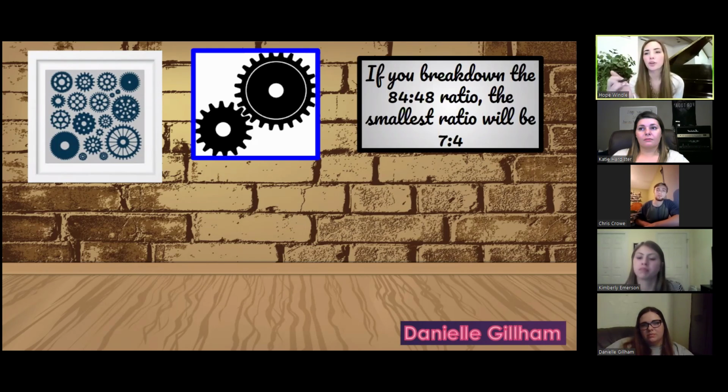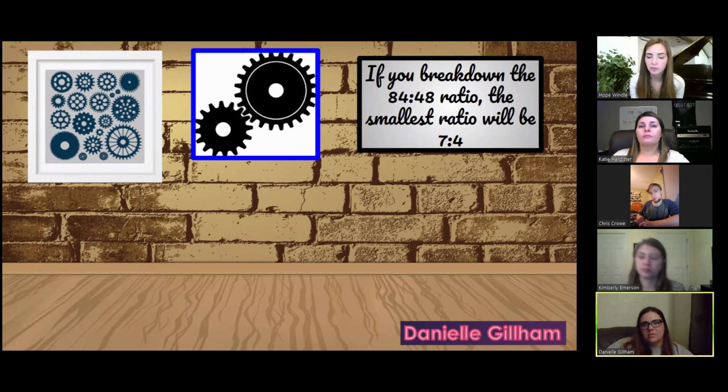So basically what you're saying is every time the smaller gear goes around 7 times, the bigger gear will have to go around 4 times to come to the same place. Yes. Ratio, that's pretty cool.